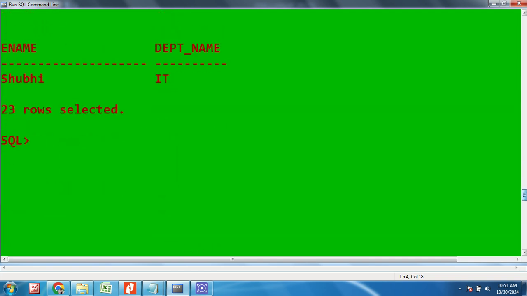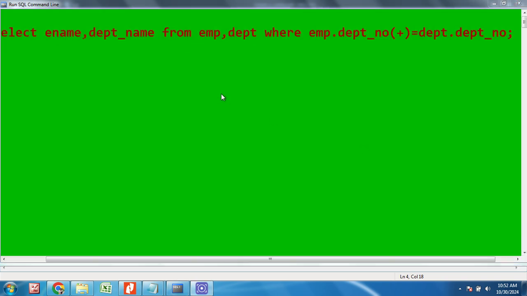Now let's see the right outer join. Let's just clear the screen first. So this is an example of right outer join. In right outer join, we write the plus symbol on the left hand side of the assignment operator. So we are fetching the data from two different tables: fetching the matching value from the left table, and the matching as well as non-matching value from the right table, DEPT table.